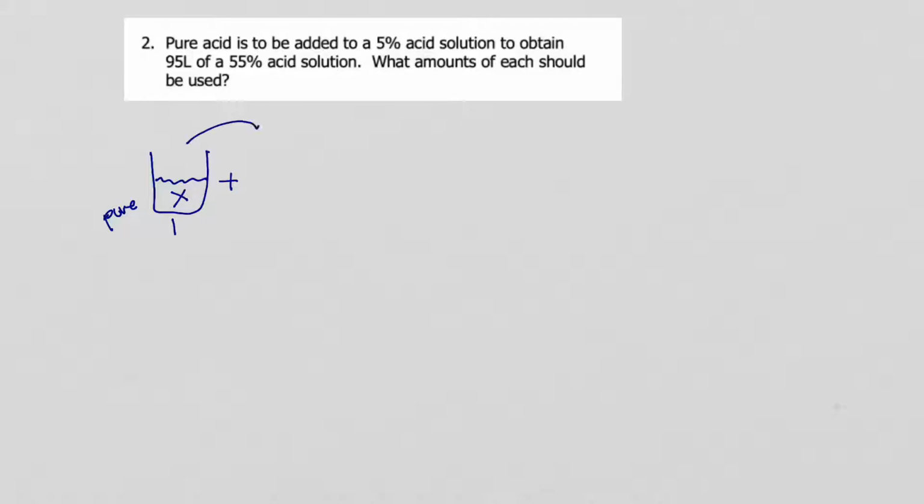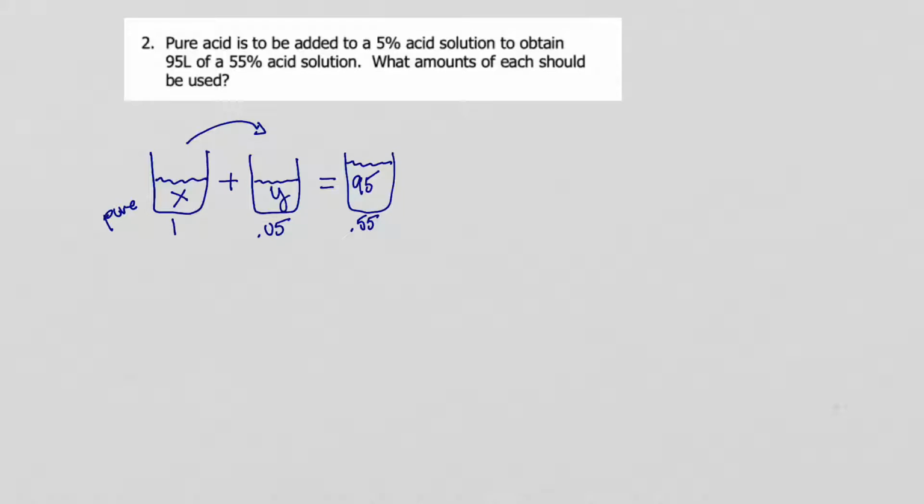Then what we're going to do is pour this into this other beaker that is a 5% solution. So this will be 0.05. And how much? We don't know, because that's the question. What amounts of each? Well, let X be the amount of the 100% solution, the pure acid, and let Y be the amount of the 5% solution. And what we get out of that is a beaker with 95 liters of 55% solution.